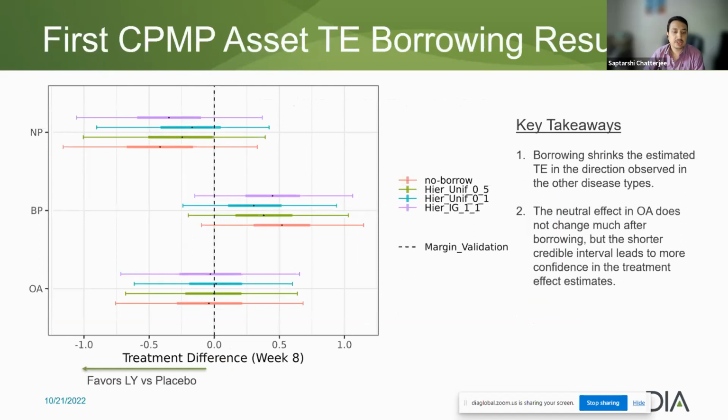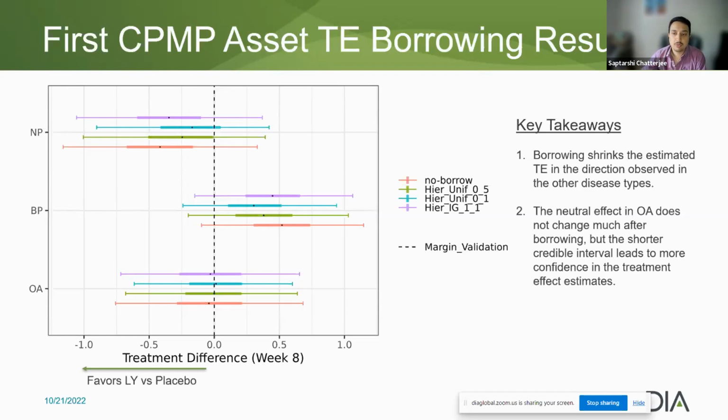Yes. So the intent was to see the impact of the treatment effect borrowing on this particular case. So we used 3 different priors. One with the hierarchical Bayesian method, with the uniform 0 and 5 on the, sorry, on the standard deviation. Another one was the hierarchical uniform 0-1, and another one is the inverse gamma 1-1. While we expect inverse gamma 1-1 to be a little bit conservative in terms of the borrowing, the uniform 0-5 and uniform 0-1 are expected to have a little bit more of an impact.